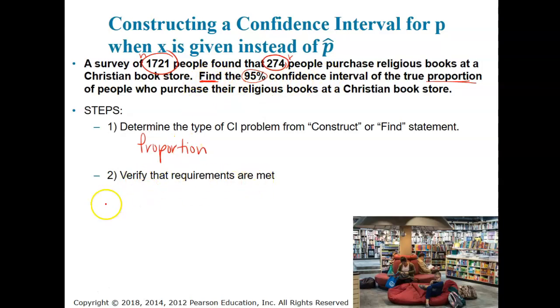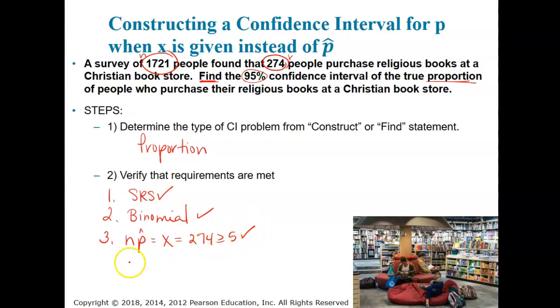Okay, verify that the requirements are met. So we've got a simple random sample. We're going to assume that to be true. The second is that it's binomial. It is binomial because either they do or they do not buy their religious books at a Christian bookstore. The third one, we want to multiply n times p-hat, which is actually our x, because x is the number of successes, so that's going to be 274, and that's greater than or equal to 5.